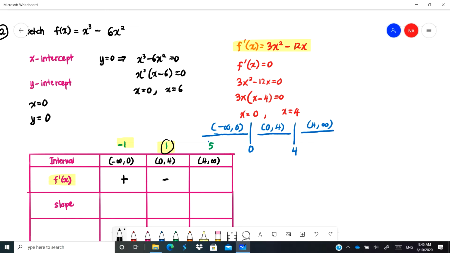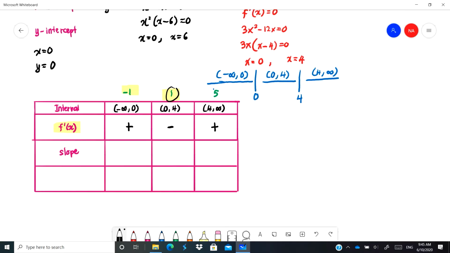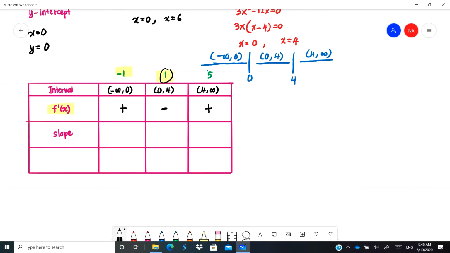And the last one, we're going to substitute the value of x with 5. So we'll get positive 15. So we'll get a positive number here. So from this sign, we can already get the slope. For the first one, positive will be increasing. I'm going to write this as increasing. The second one will be decreasing because it is negative, right?